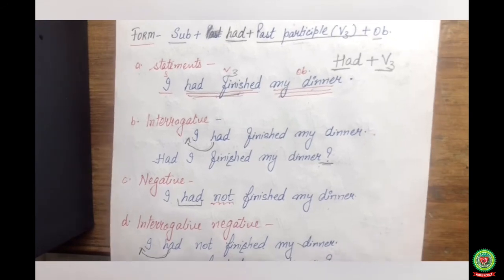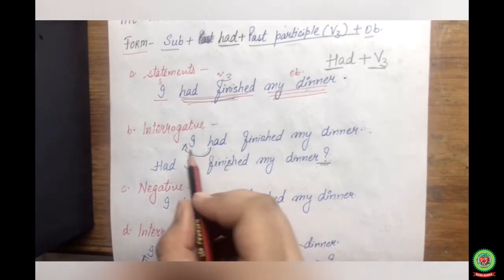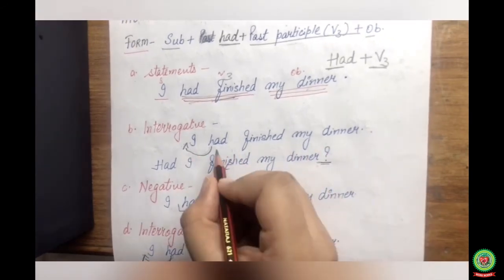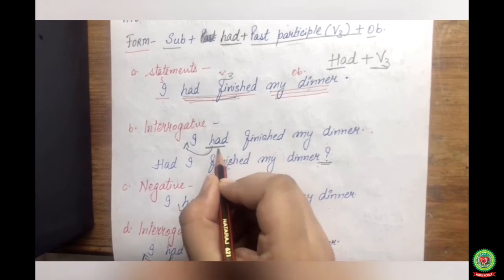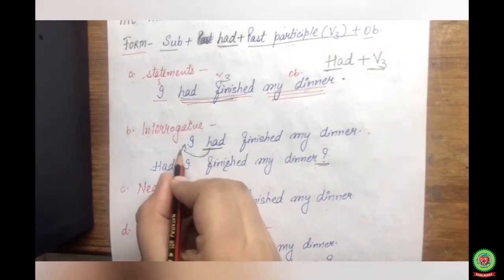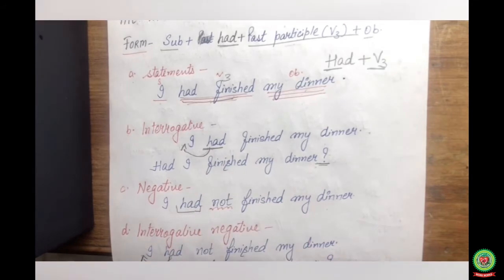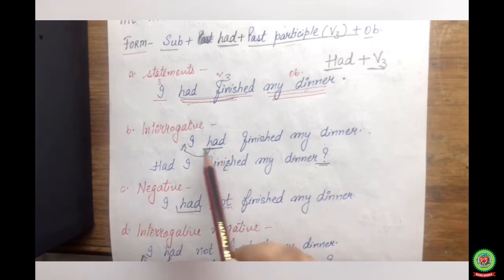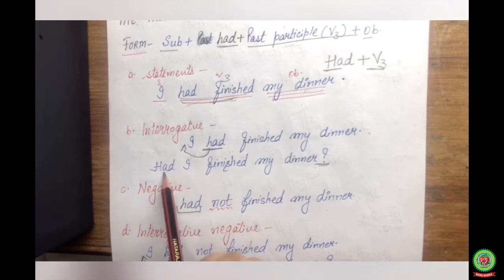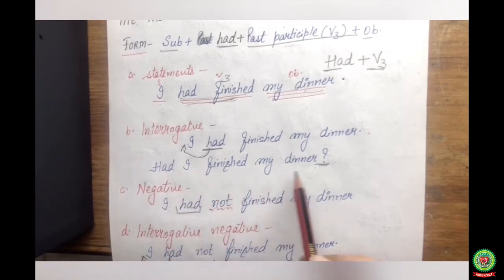Now next is your interrogative. In interrogative, simple. First, I had finished my dinner. I told you how we make interrogative, by taking out the helping verb. Helping verb here is already given in past form. In simple past form we were not given any helping verb. Here we are given a helping verb, that is had. So your had will come out. Here H will be capital. Had I finished my dinner?